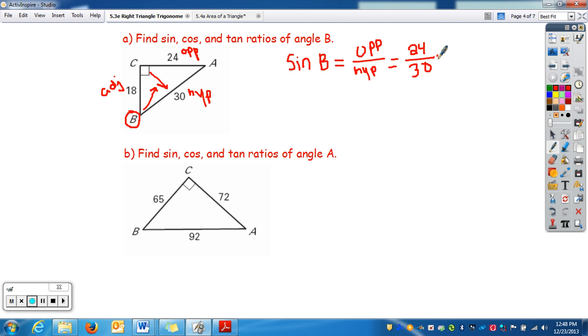Alright, and you should simplify these if you can. Don't make them mixed numbers, just make them fractions. So in these, you can simplify, both are divisible by 3, so that is 8 over 10. Actually, both are divisible by 6, I can go even further. So that's 4/5.